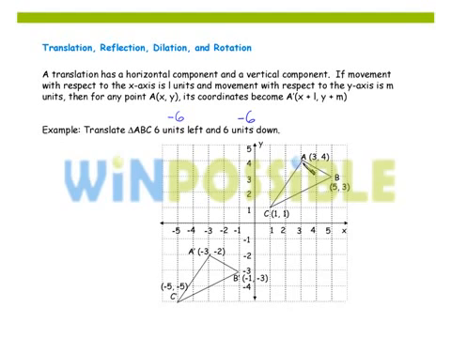Then every point, such as A with coordinates (3, 4), is going to become A prime with coordinates (3 minus 6, 4 minus 6), which is (-3, -2). So that's one example. And look, A prime is at (-3, -2). Every point does the same thing: 6 units to the left, and then 6 units down.